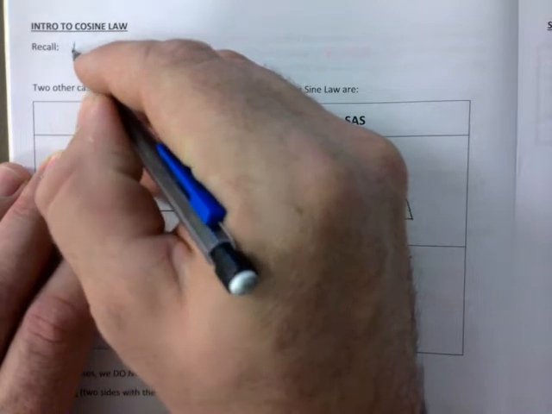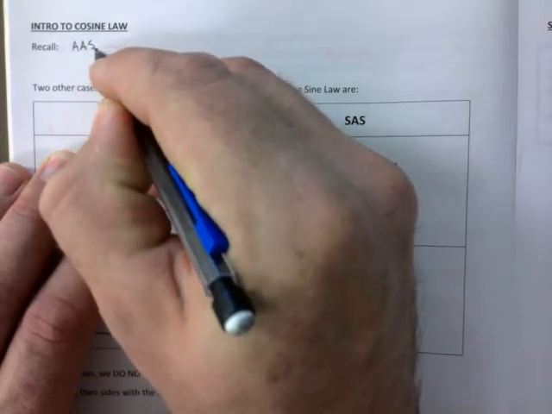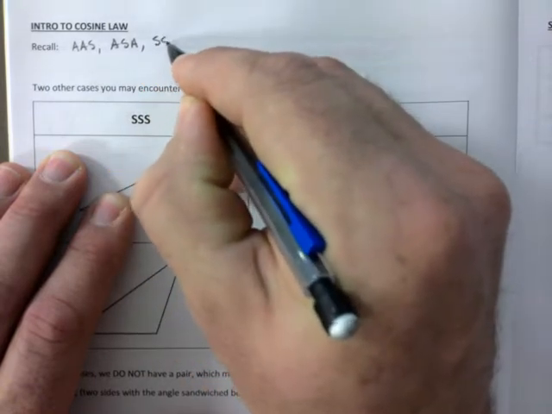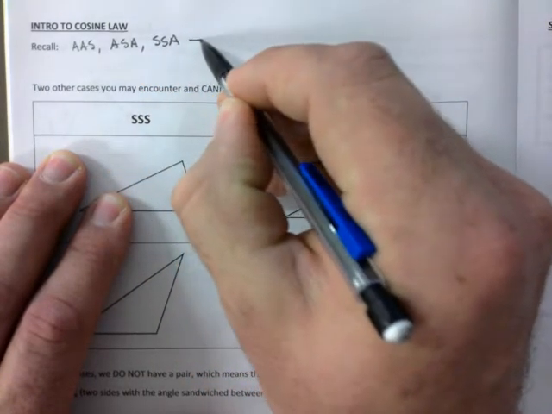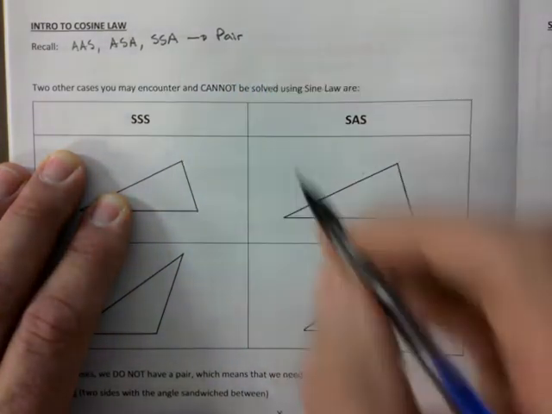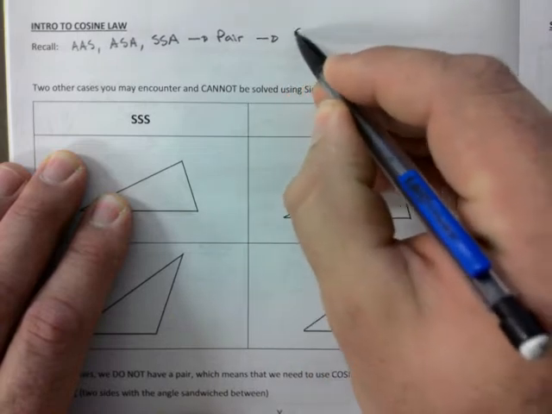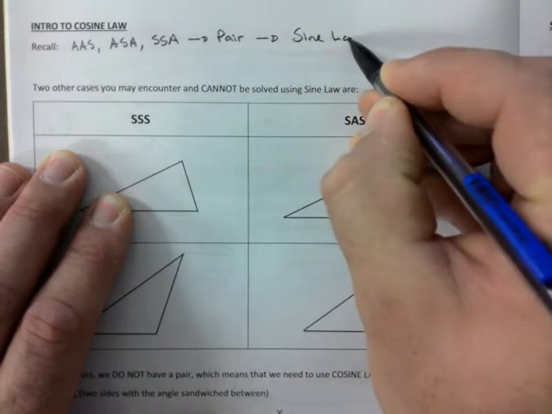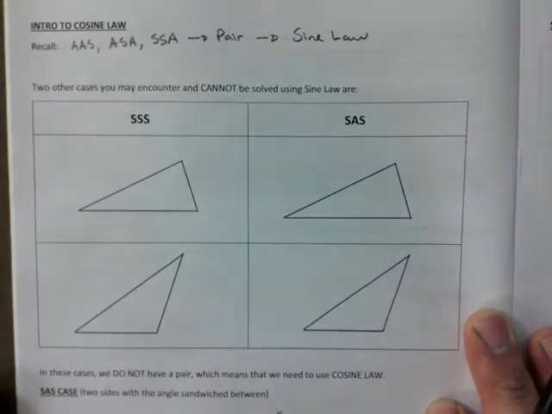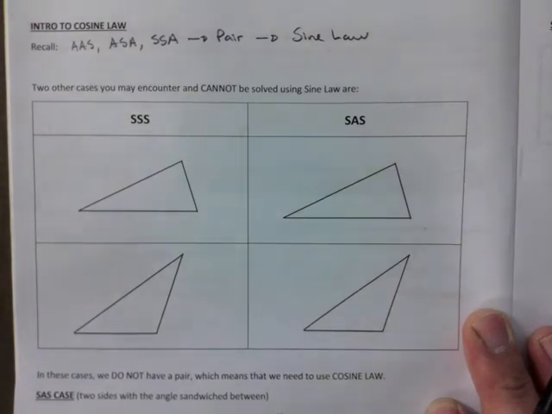Okay, so page 10. Recall that angle, angle, side, angle, side, angle, and side, side, angle all end up forming a pair, which in turn indicates that sine law is required. You are probably wondering, why does it always make such a big deal that it's sine law? Have a pair, it's sine law, because now we're going to have to choose between sine law and cosine law.